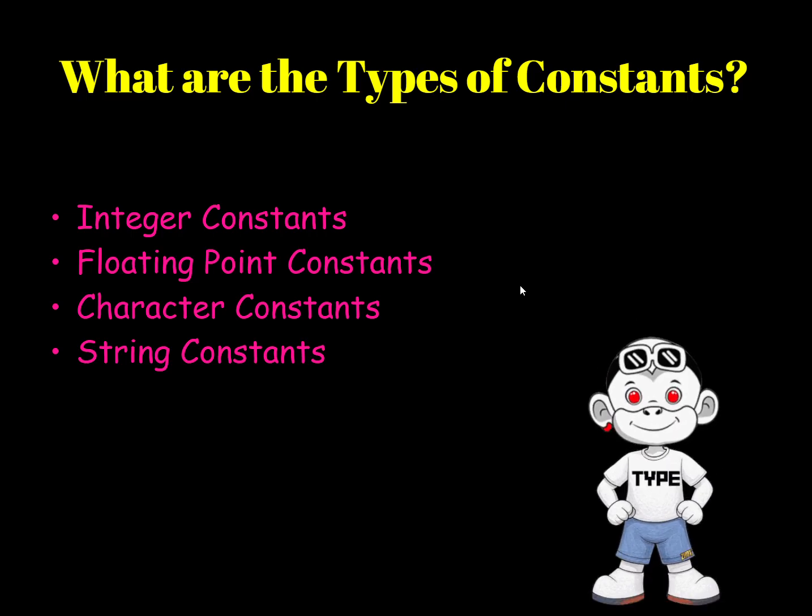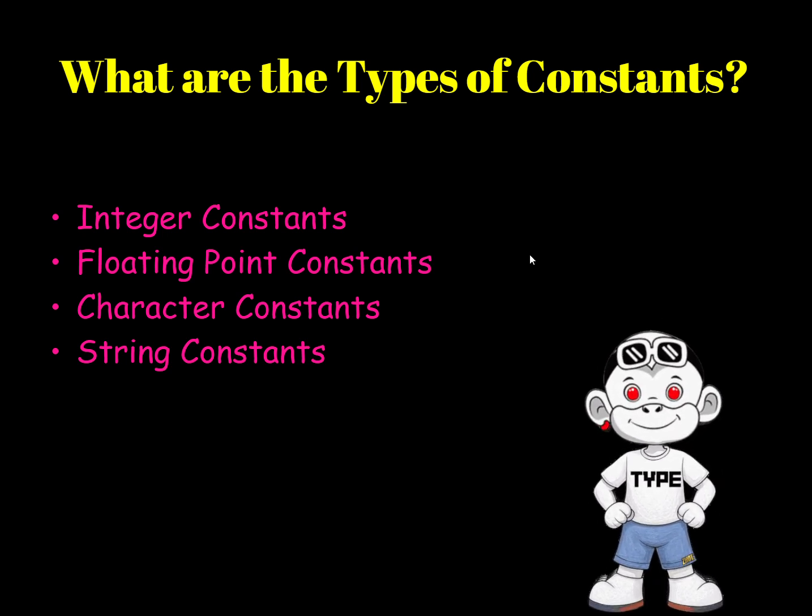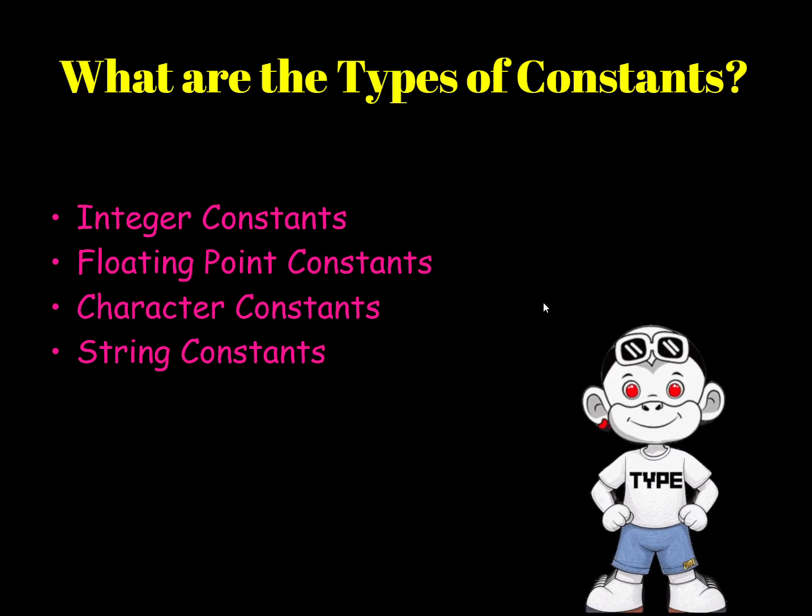So what are the types of constants? There are four main types. There are other types, but these are the four main types. They are integer constants, floating point constants, character constants, and string constants. Now we're going to learn each of them in detail.